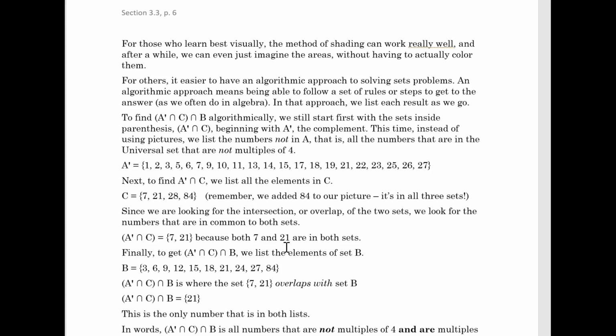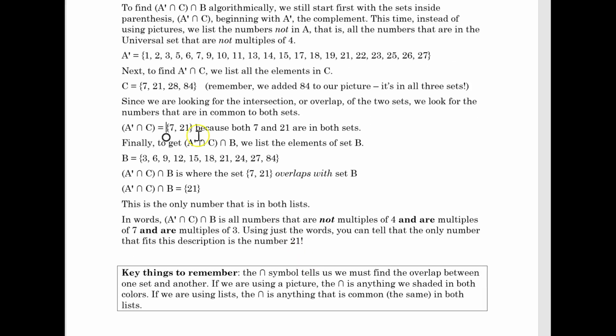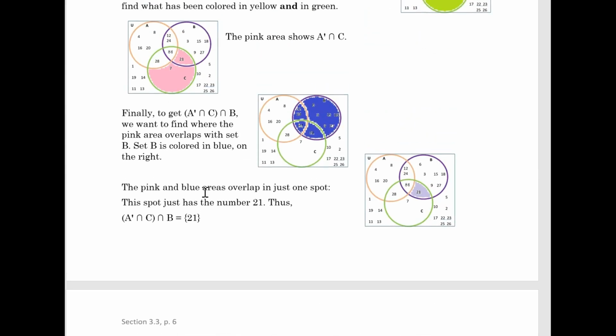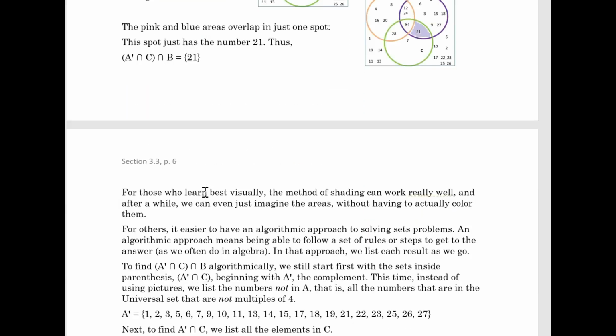And now finally, to get our final answer for not A intersect C intersect B, we're going to use this answer that we got up here, 7, 21, and we're going to use the B list. B is multiples of 3, so this is the list of all the elements of B. And where does this 7, 21, this answer, overlap with B? The only thing they have in common is 21. So that's our final answer. Notice that that final answer is the same as our final answer using the pictures.